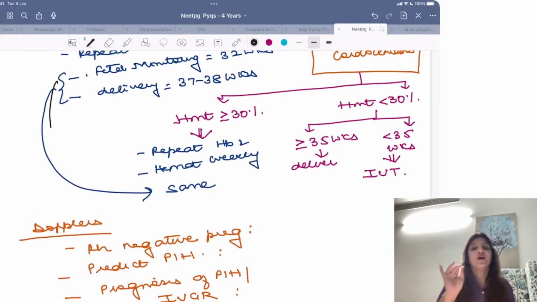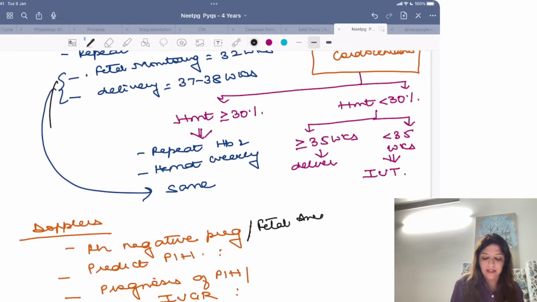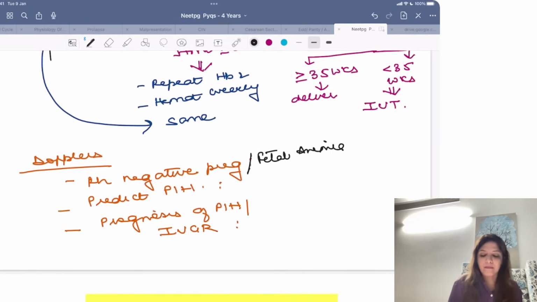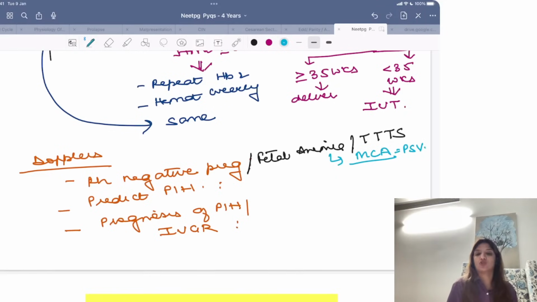Now, as far as Doppler is concerned, remember, in case of Rh negative pregnancy or whenever you want to check fetal anemia, for example, in case of twin to twin transfusion syndrome, the Doppler which you do is middle cerebral artery Doppler, and you check the peak systolic velocity. To predict PIH, the Doppler which you do is uterine artery Doppler, as I told you yesterday. And for prognosis of PIH and IUGR, the Doppler which you do is umbilical artery Doppler.